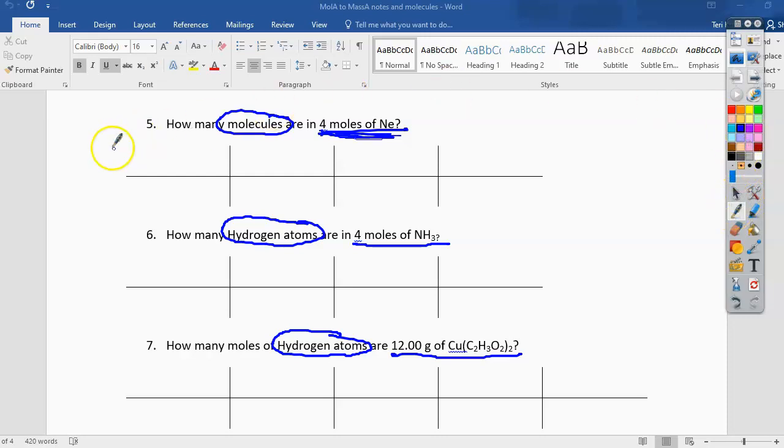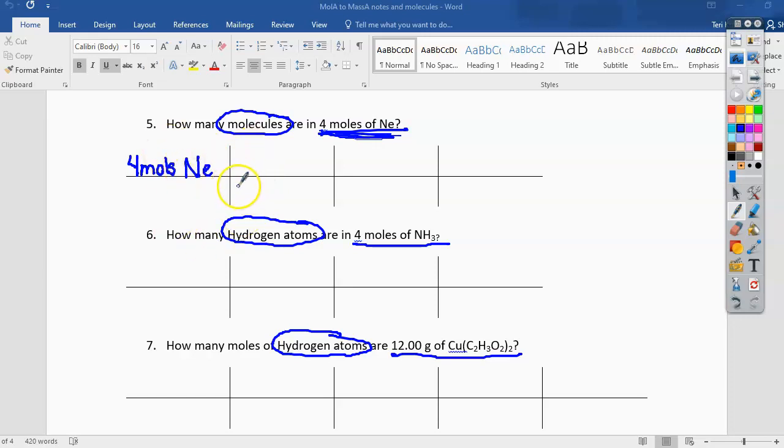All right, so this one, we're given 4 moles of neon, so we need to get in the habit of writing 4 moles of neon. And you need to write the Ne. These problems, it's easy because we're only using one substance, but we will be getting into problems that we're going to be using multiple substances, so you have to make sure you keep them all straight.